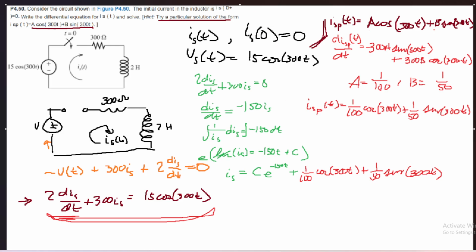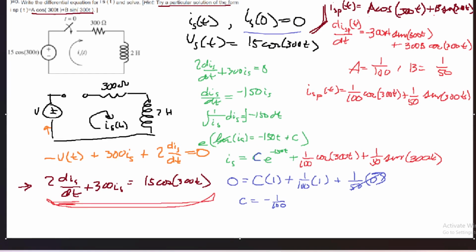Now we need to solve for c. To solve for c, I'm going to click a different color. We have our initial condition, so we just plug this in. We have Is of 0 is equal to 0. So 0 is equal to c e to the 0, which is 1, plus 1 over 100 cosine of 0, which is 1, plus 1 over 50 sine of 0, which is 0. So this gives us c is equal to negative 1 over 100.